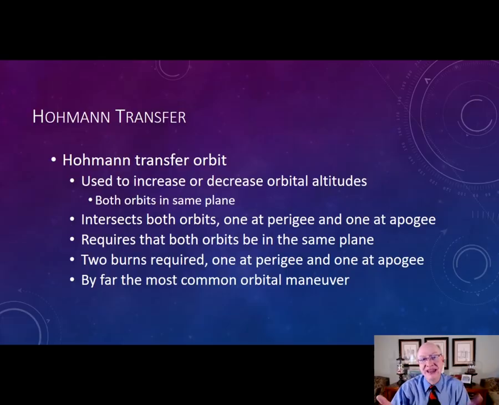And as I showed you, the elliptical orbit that you're going to put yourself into intersects your orbit at perigee and your orbit at apogee. Two burns are required for this, one at perigee and one at apogee, and it is by far the most common orbital maneuver that's out there.